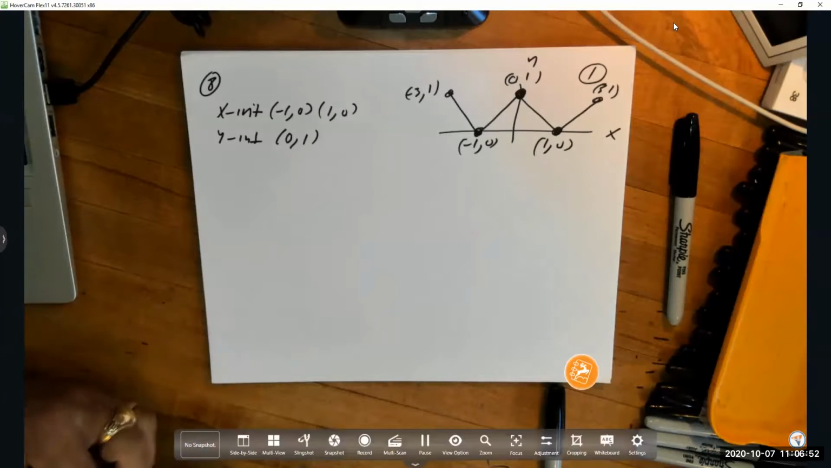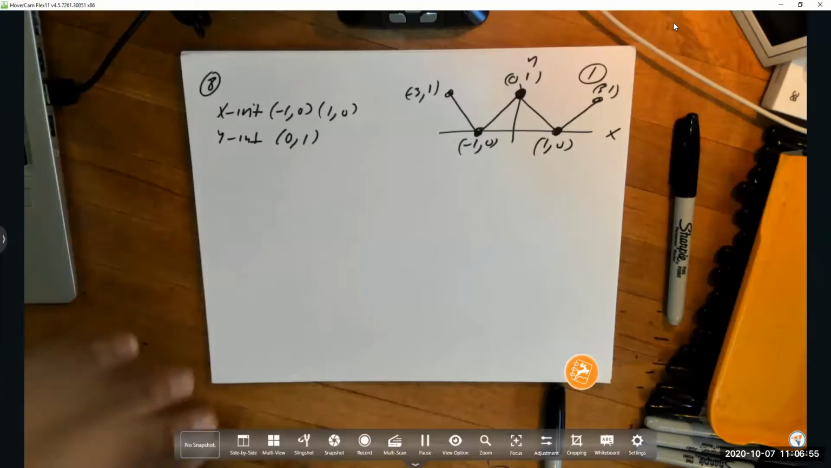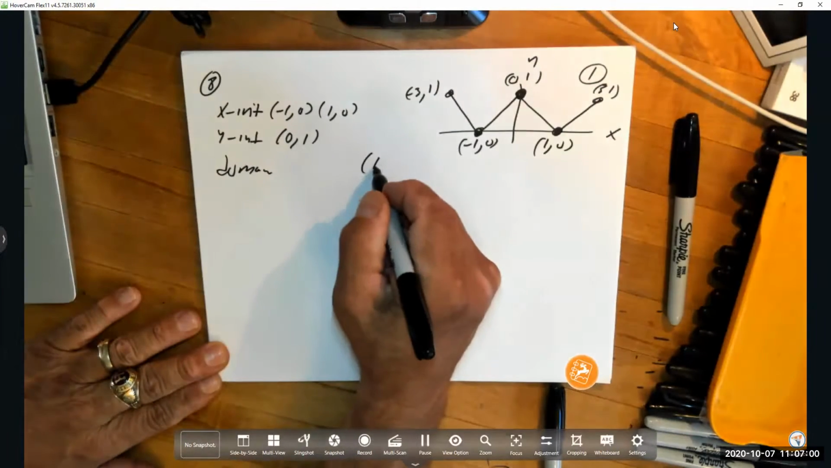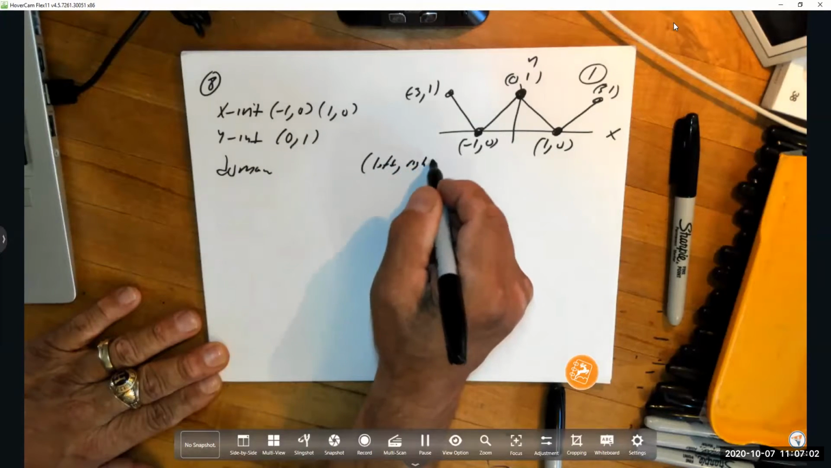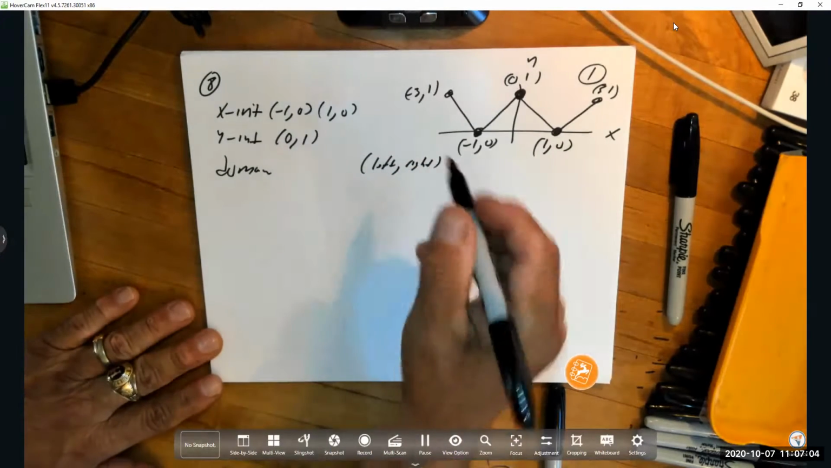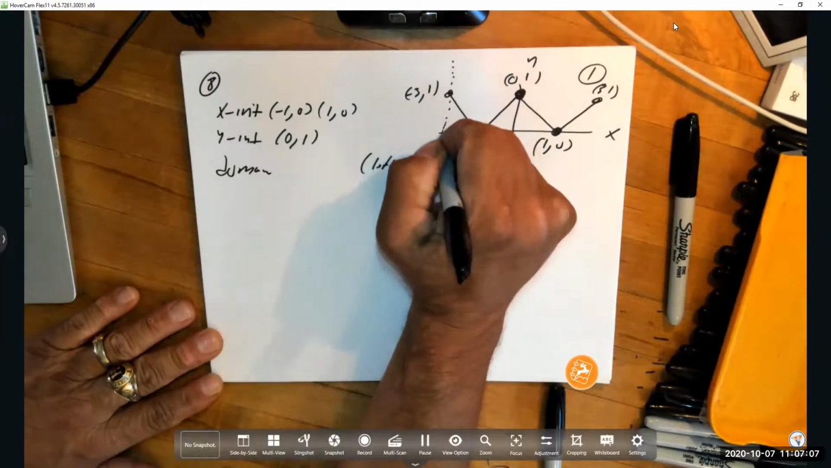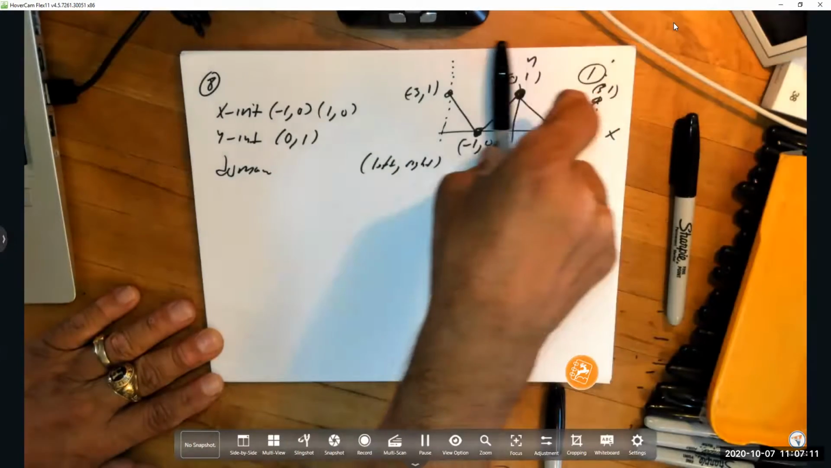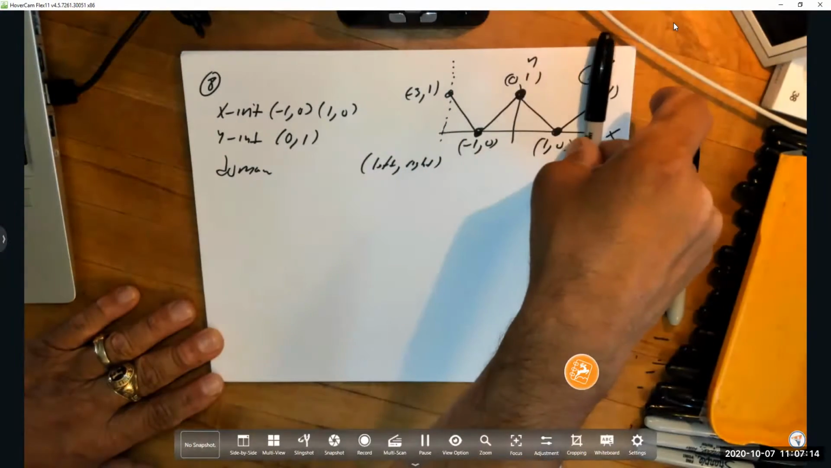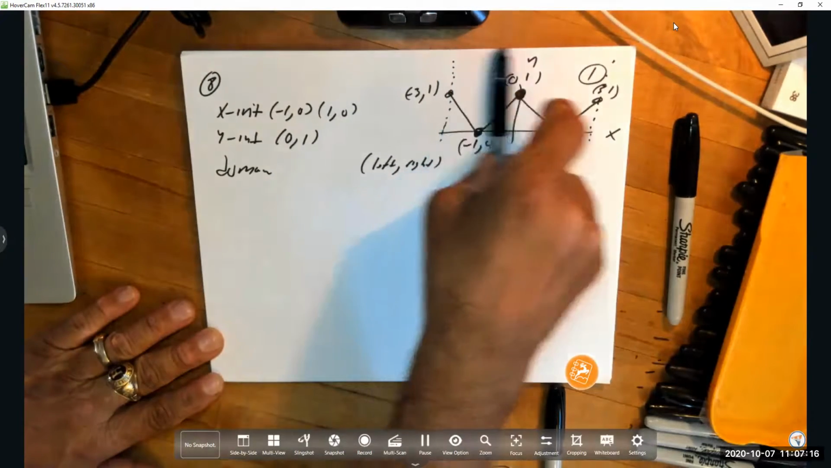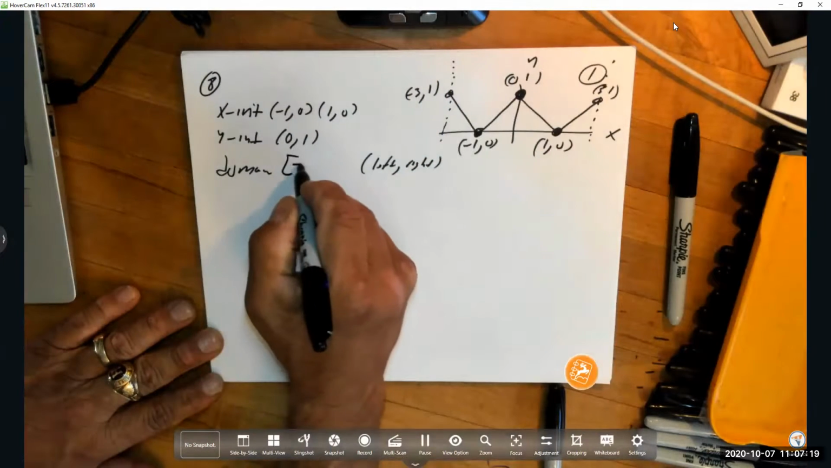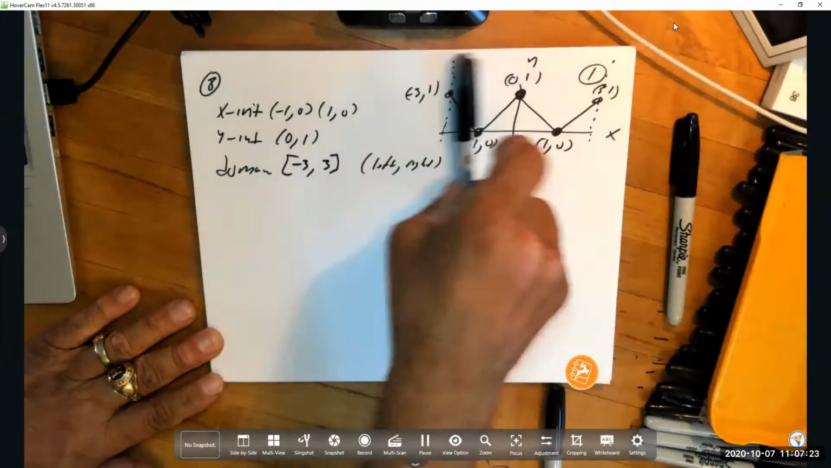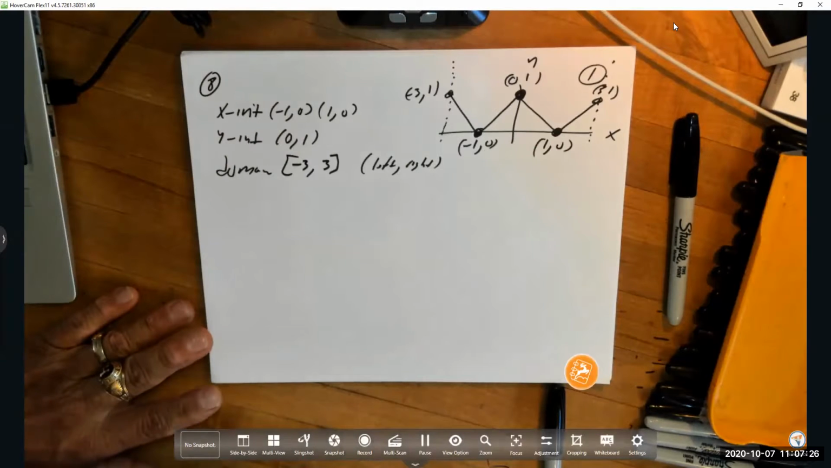All right, next step after X-intercepts and Y-intercepts: domain. Domain means to the left, to the right. So how far to the left does it go? How far to the right does it go? It's trapped between negative 3 and positive 3. So domain is between where? Negative 3 and 3. Somewhere in there is the graph. Does that make sense for the domain?